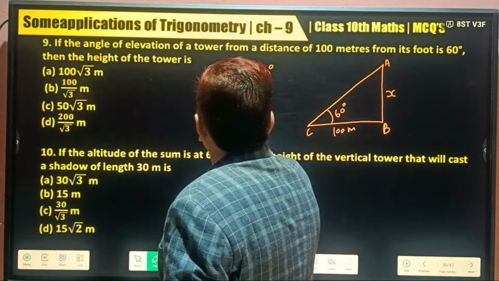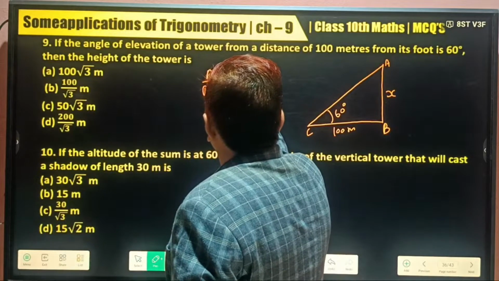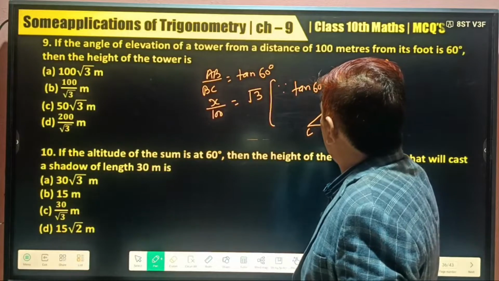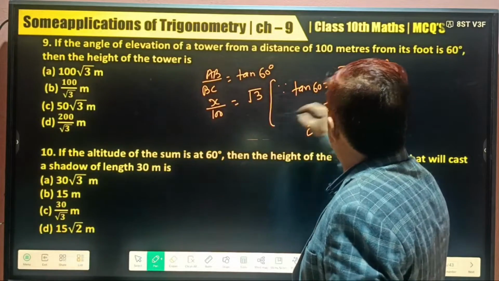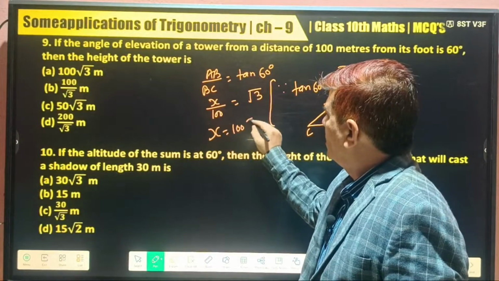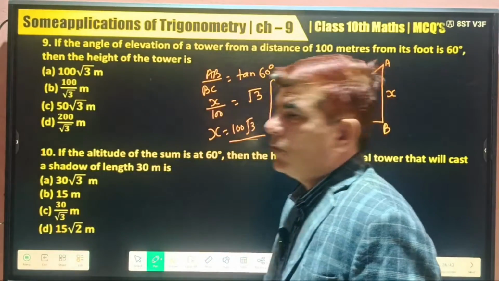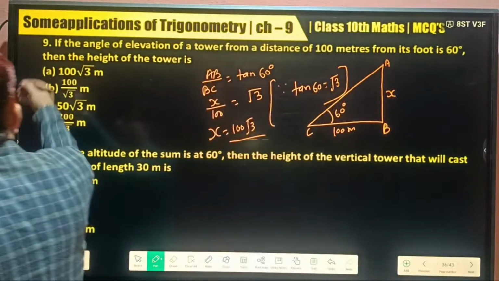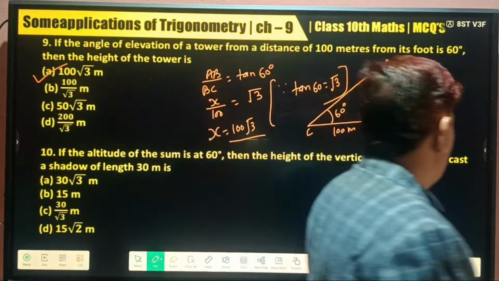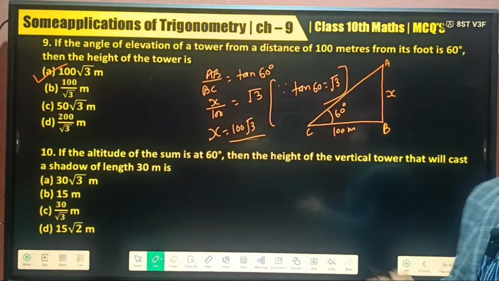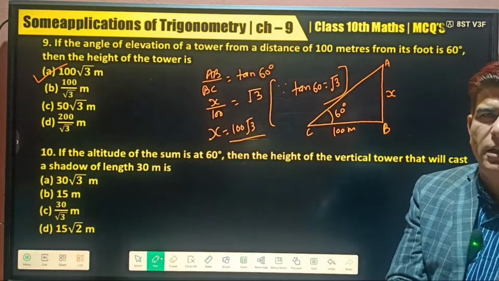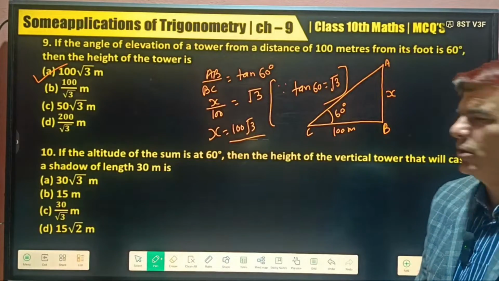AB is x, by 100 meter is equal to tangent 60, which is under root 3. Why? Because tangent 60 equals under root 3. So what's your x? X is equal to 100 under root 3. So one thing is common in all questions. Easily you can understand that. If you know these values, the same question is repeating, the angle remaining the same, sometimes 30, sometimes 45, sometimes 60. Mainly using these three angles.